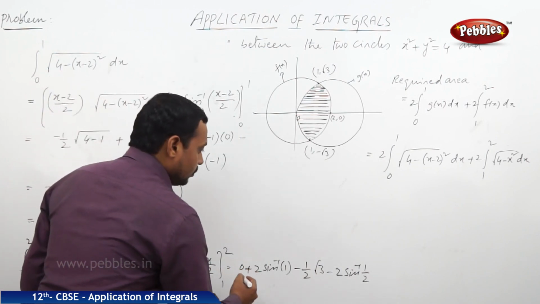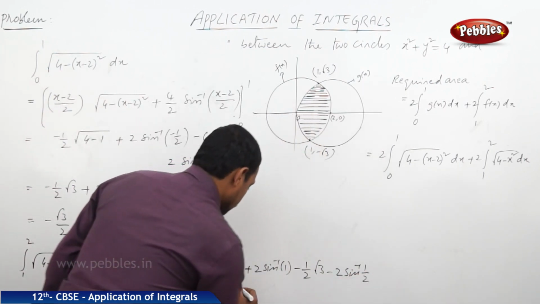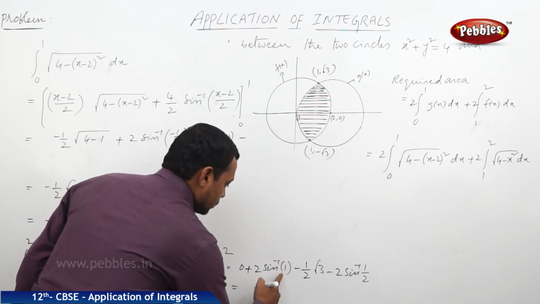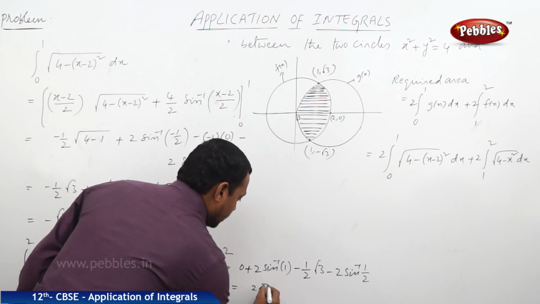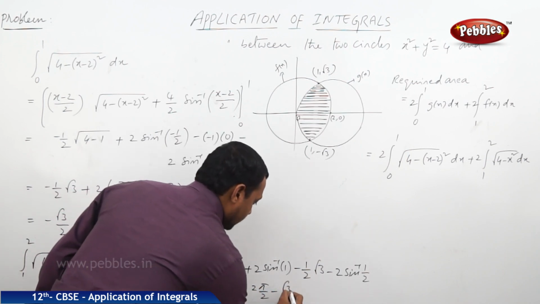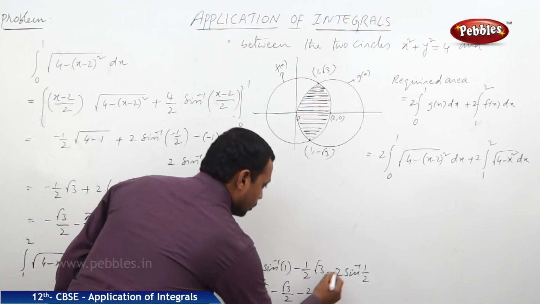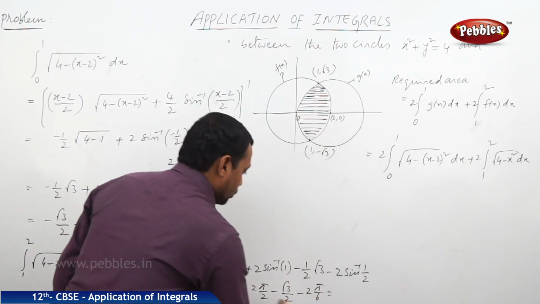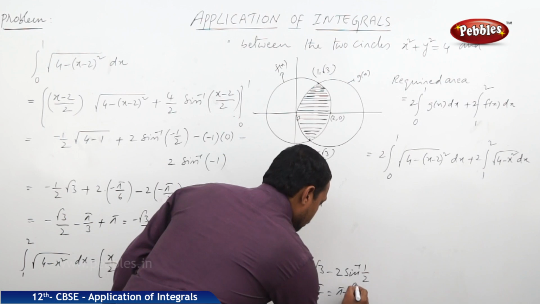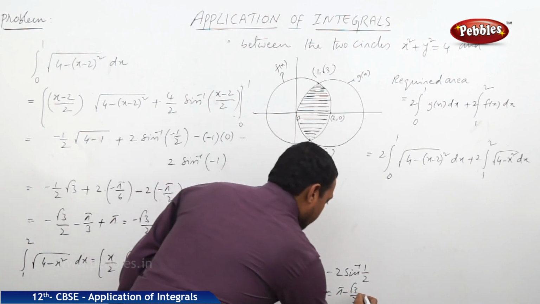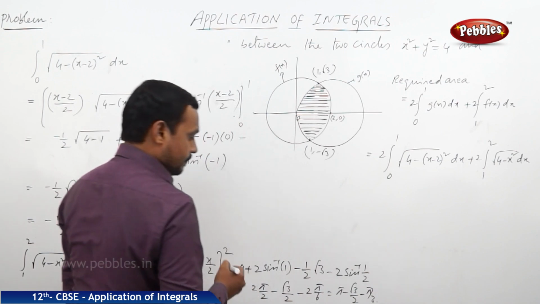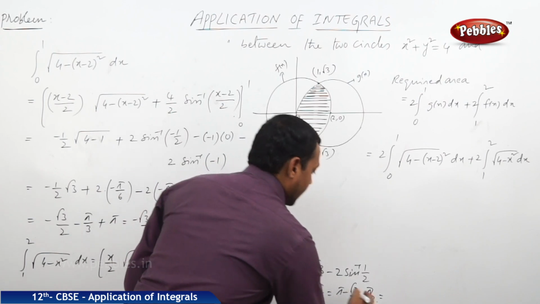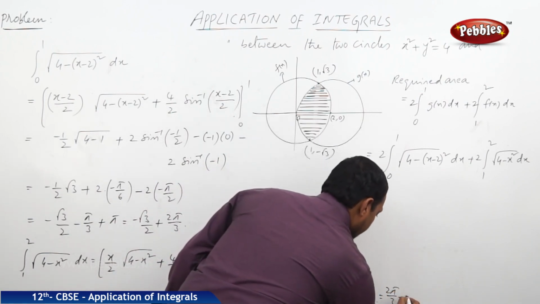Now what about this value? This much value is equal to 2 into sine inverse 1, sine inverse 1 value is pi by 2, minus root 3 by 2 minus 2 into sine inverse 1 by 2, which is equal to pi by 6. Therefore, here 2 gets cancelled, pi minus root 3 by 2 minus pi by 3. Therefore, pi minus pi by 3 is equal to 3 pi minus pi, that is 2 pi by 3 minus root 3 by 2.